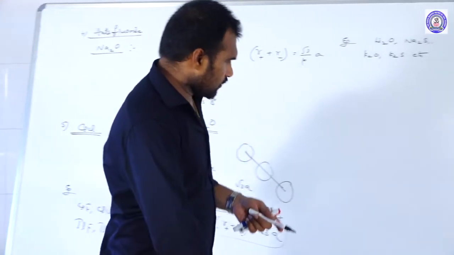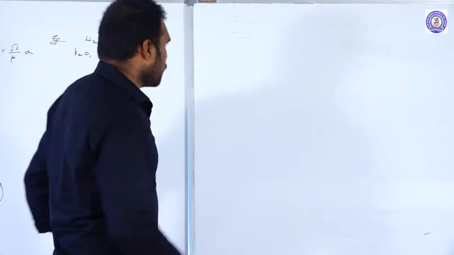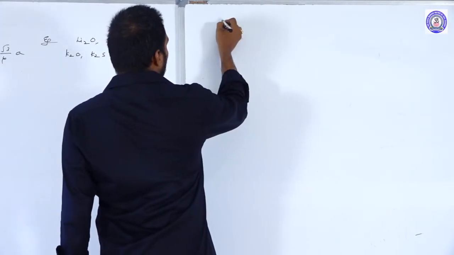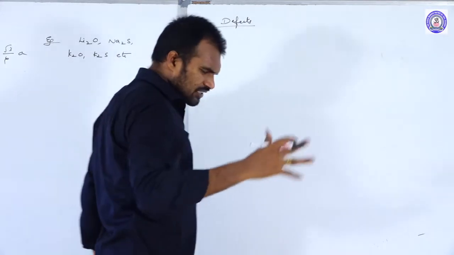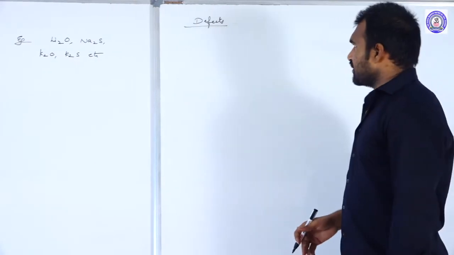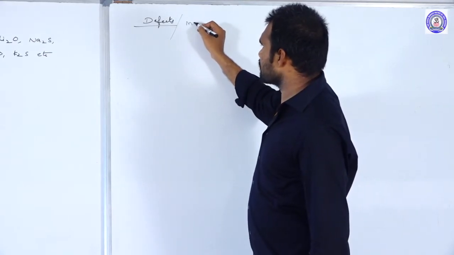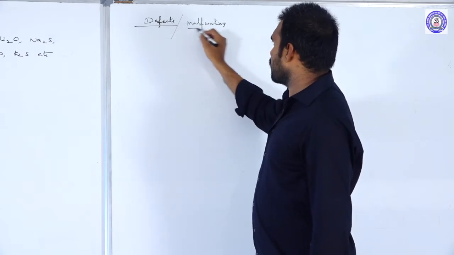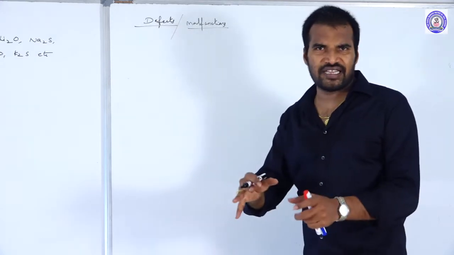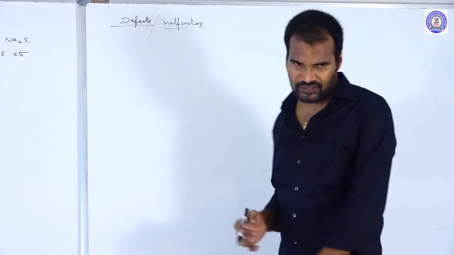Okay. Next, I'm going to discuss a short brief idea about defects. Not going into detail, I'm just touching on this. Defects are nothing but what? Malfunctions, alterations. So some of the atoms may be missing or some of the atoms may be dislocated. That is what we call defects.